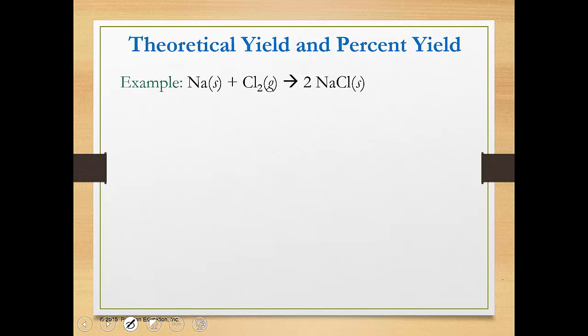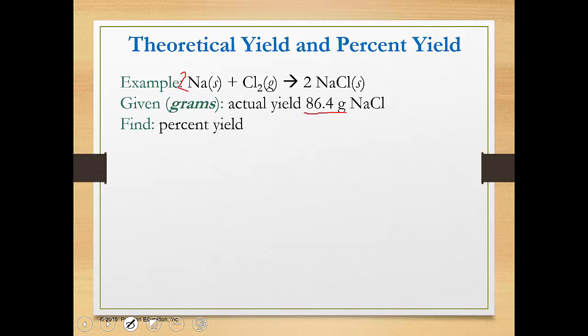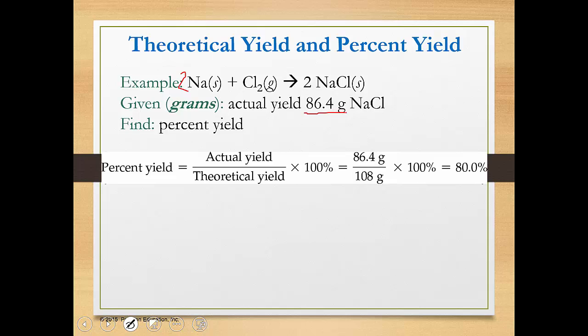Now, if we take that theoretical yield and work our way to percent yield, oh, the 2 got left out again. Let's put that 2 back in there. So if we're given an actual yield, let's say that we carry this reaction out and we only got 86.4 grams of sodium chloride. So what's the percent yield? Based on the 108, remember we said there were 108 grams for our theoretical yield. So I take the ratio, 86.4 divided by 108 times 100, and I find that I have an 80.0% yield.